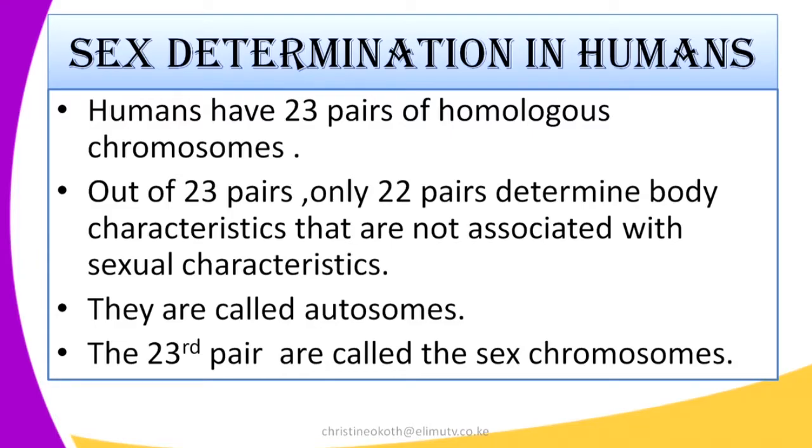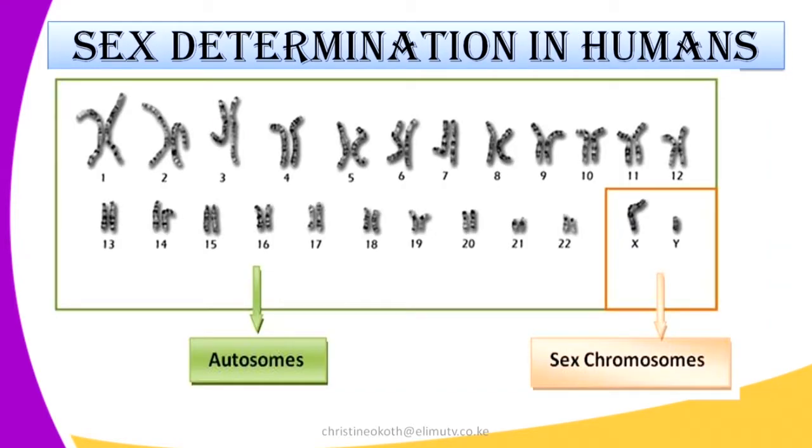Now, these 22 pairs of chromosomes are what we call the autosomes, while the 23rd pair are called the sex chromosomes, because they do not determine the characteristic or the trait you're going to inherit. Their main function is to determine the sex or the gender that an offspring is going to have. So that is the example of the 23 pairs of chromosomes which are found in humans.